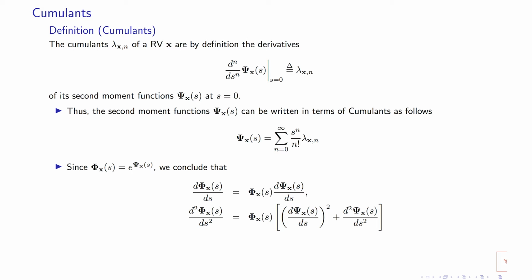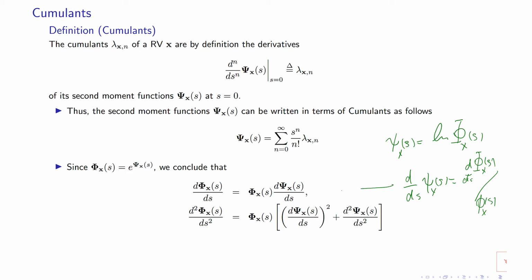But these cumulants are related to moments because you say that psi x of s is equal to ln of phi x of s. So if you take the log of this one, we say the derivative of psi x of s with respect to s is equal to the derivative of phi x of s over ds divided by phi x of s. Okay, so you see this is where the relation is.